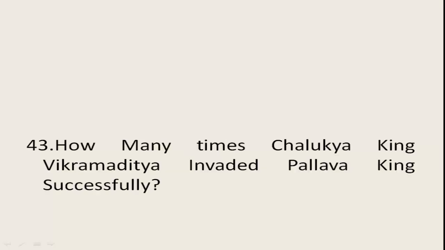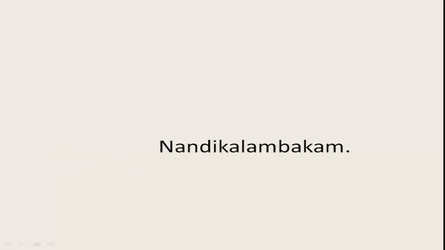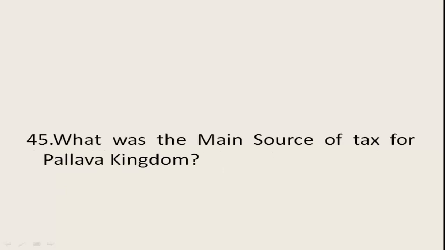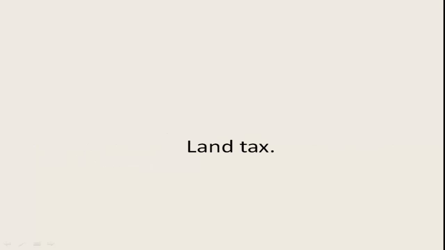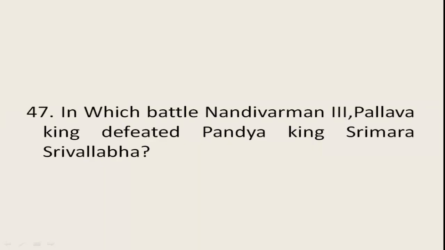How many times did Chalukya king Vikramaditya invade the Pallava king successfully? 3 times. Which Tamil text describes life and achievement of Pallava king Nandivarman III? Nandi Kalambagam. What was the main source of tax for Pallava kingdom? Land tax. Which Pallava ruler is also known as Raja Simha? Narasimhavarman II. In which battle did Nandivarman III, Pallava king, defeat Pandya king Srimara Srivallabha? Battle of Tellaru in 830 AD.